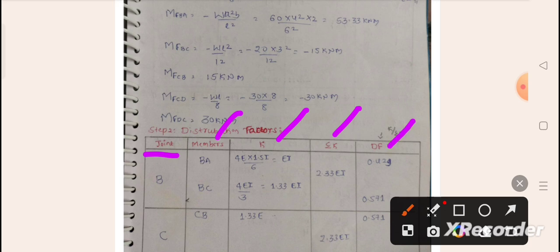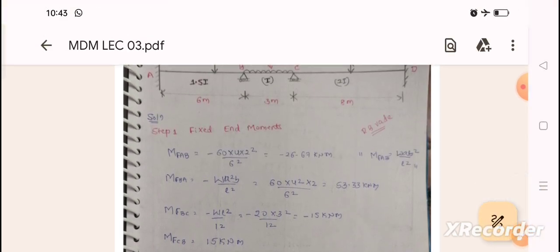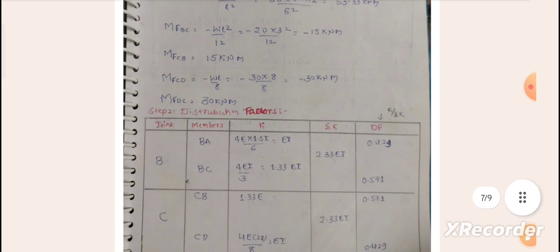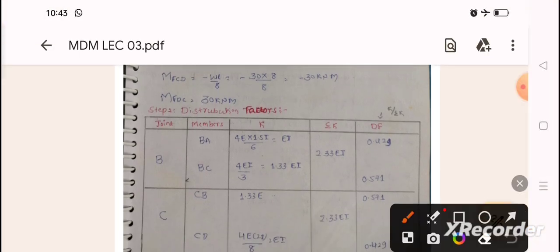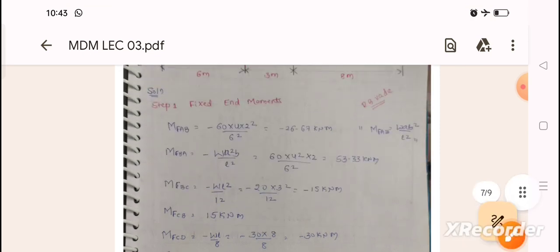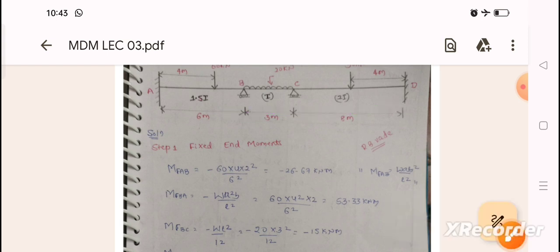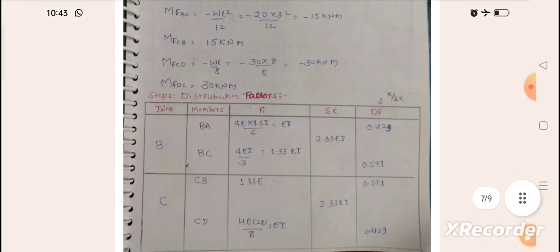So if you see in this beam, what are the joints here? The joints are joint B and joint C. As per the diagram, you are supposed to consider joint B and joint C. From joint B, the members connecting are BA and BC. For joint C, they are CB and CD. Same thing is written.